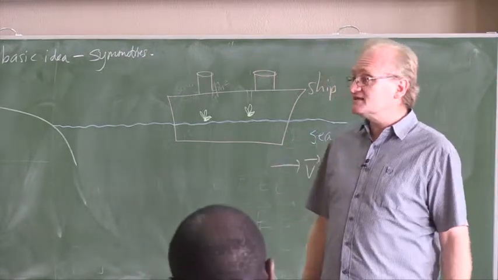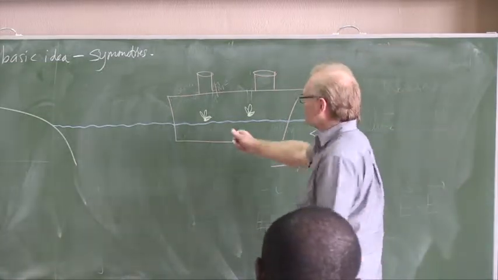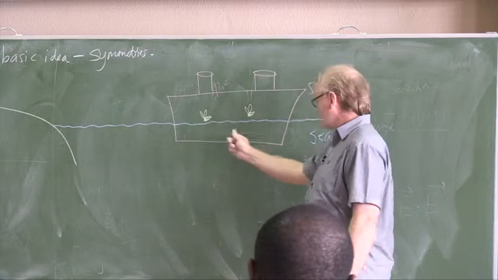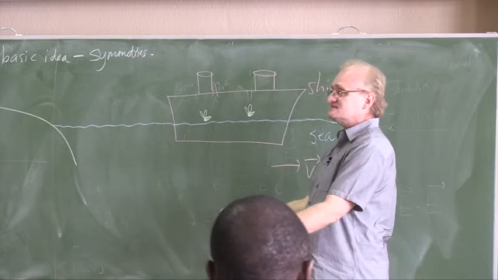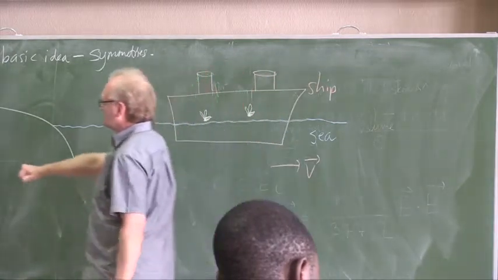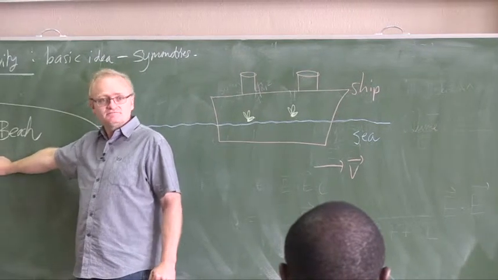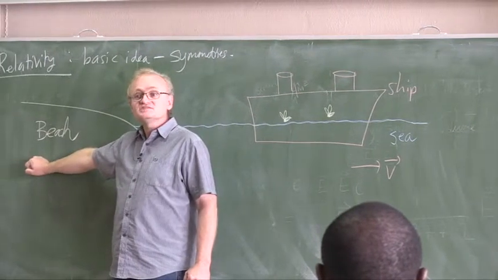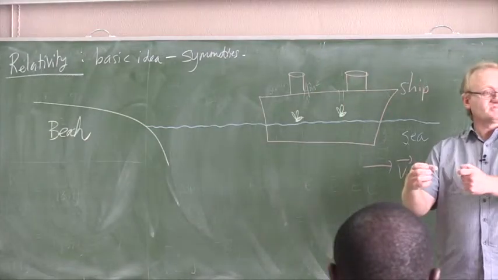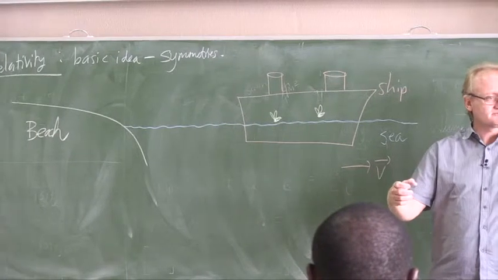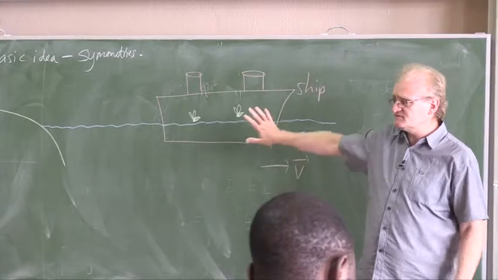And the assumption that Galileo made, and this is the relativity principle, is that any experiment that you do in the ship moving with this velocity v, you will get exactly the same answer as if you do that experiment on the beach. So that is a symmetry. The laws of physics don't change for the ship, even though it's moving with some velocity v. Okay? That's the basic idea of symmetry. Have you guys got the idea of what the symmetry is here?